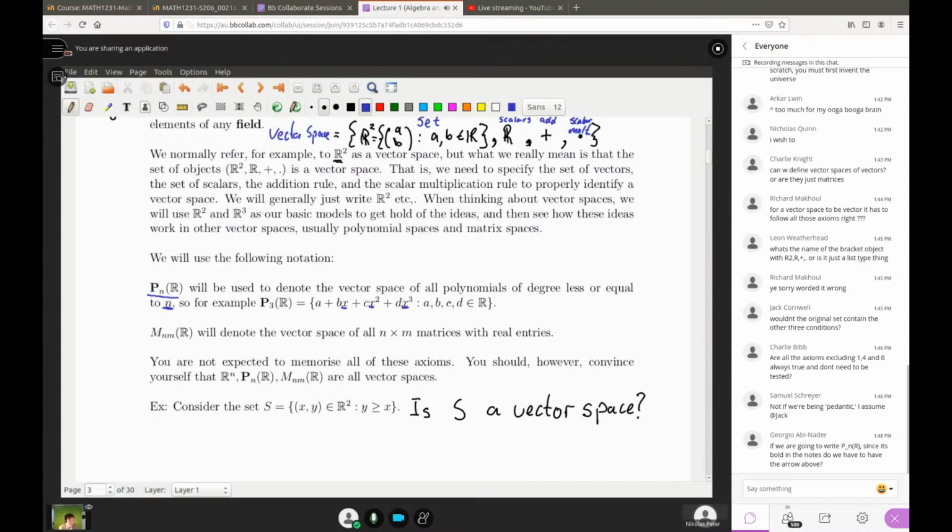If we're going to write MPI, it's bold in the notes. Do we have to use the arrow above? I'm happy just to use whatever the notes use.